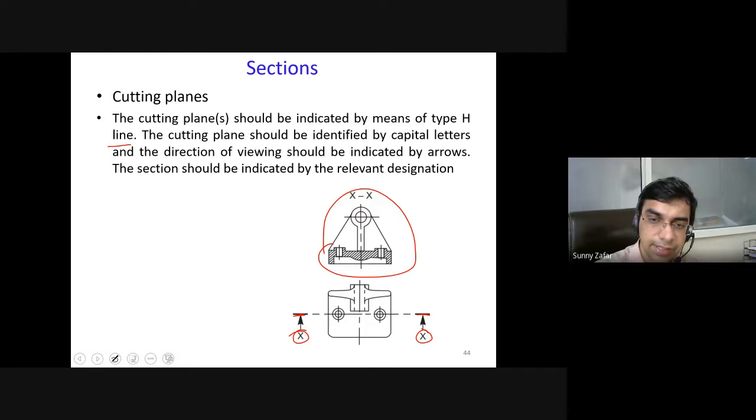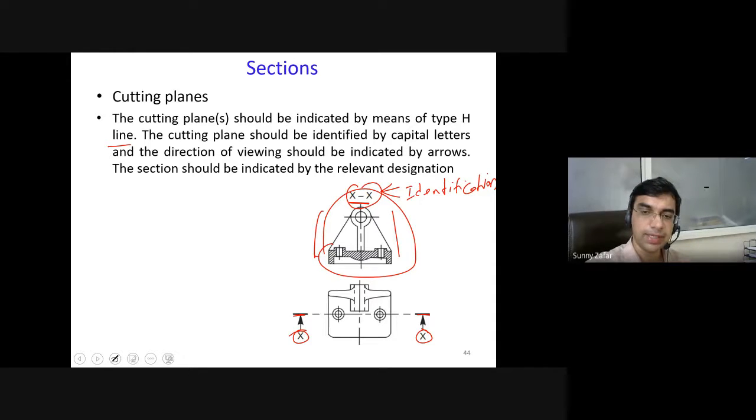And X hyphen X, what is mentioned here, basically shows us what is there at this XX cutting plane. So XX here shows the name or identification of the cutting plane. So it is now well understood that at XX, this is the cross section being projected by this cutting plane.